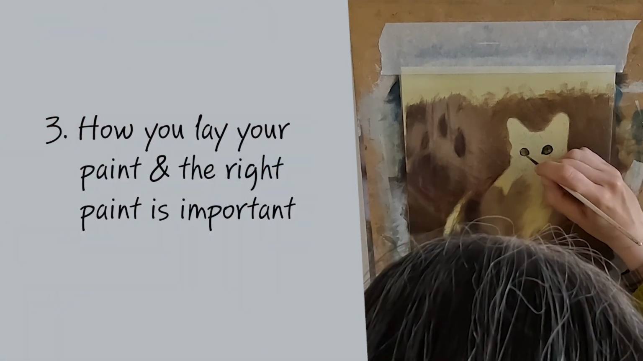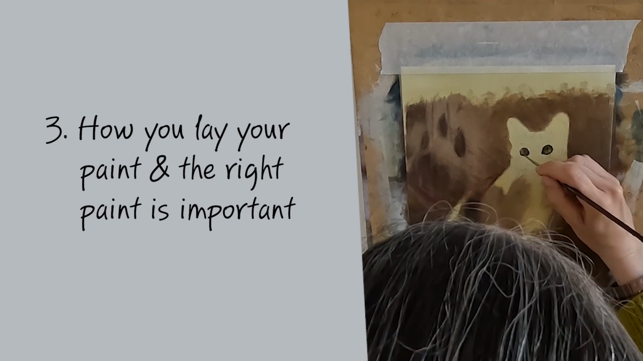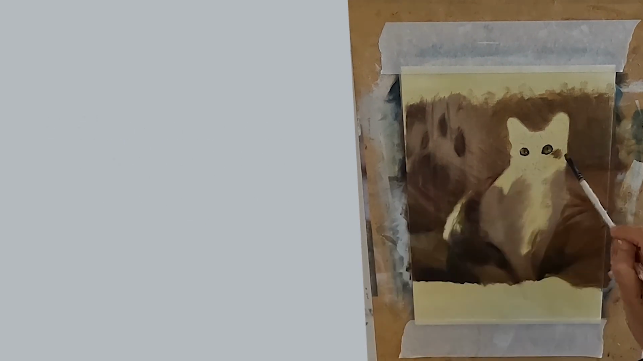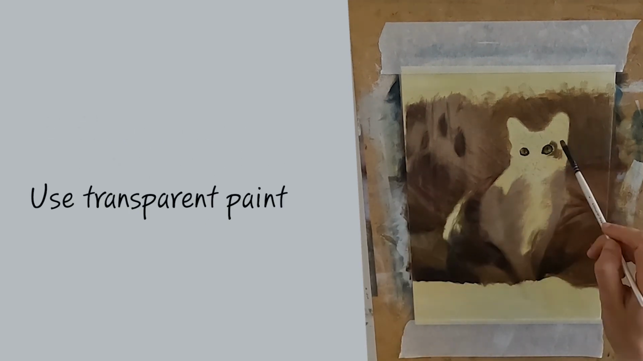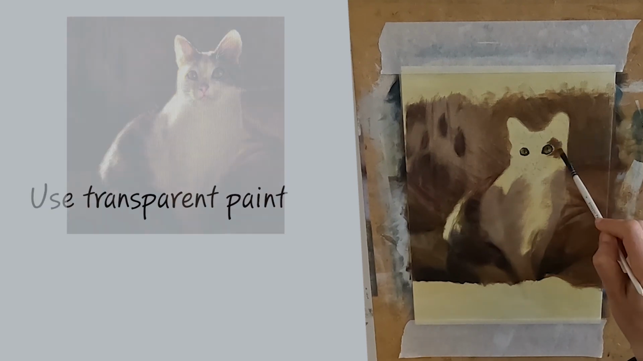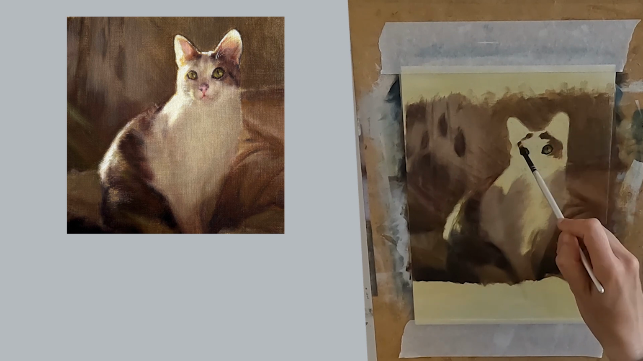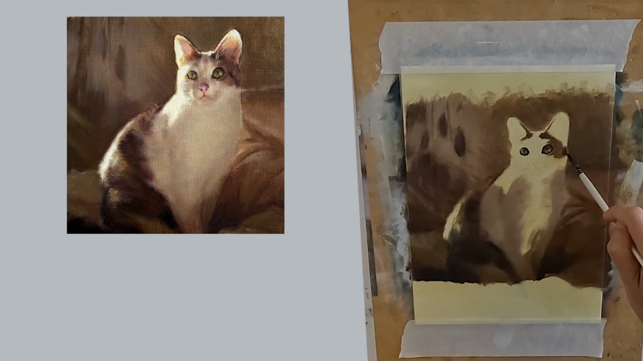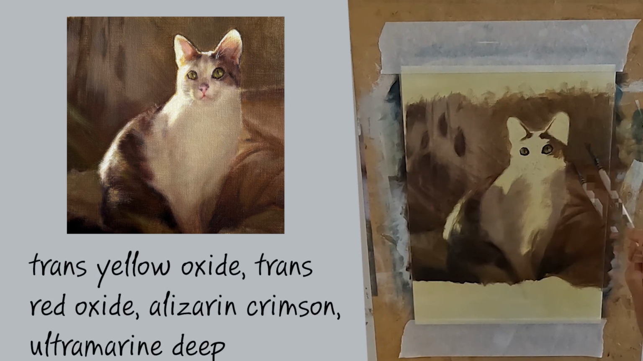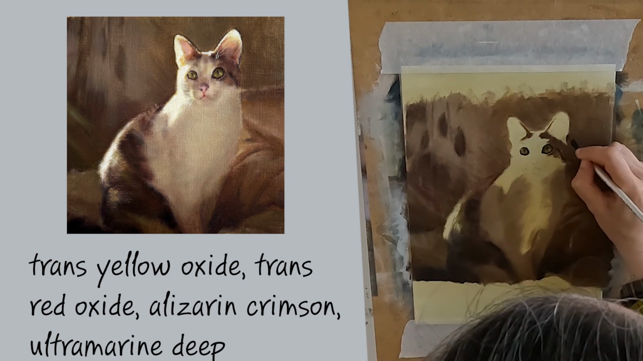Number 3. How you lay your paint and using the right paint is important. Transparent colours are really great for painting light. They give you luminous, clean colour because the transparency of the paint does not obscure the colour underneath. I have a yellow, 2 reds and a blue that are all transparent.